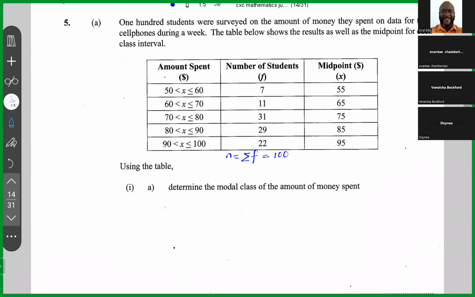So I would say that the mode class is x is less than or equal to $80, but greater than $70. The mode class is the class with the highest frequency. If you look at the frequency, you'll see that the highest frequency is 31, and that corresponds to the class x is less than or equal to 80, but greater than 70.